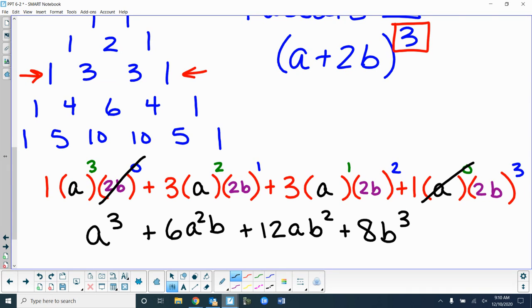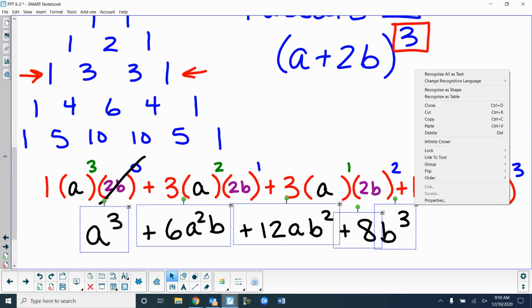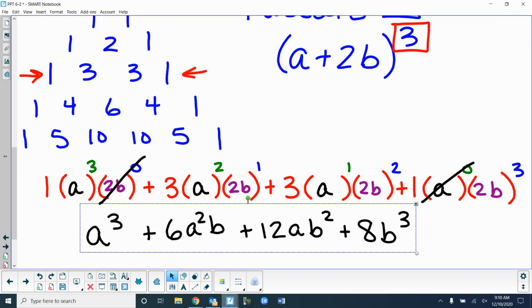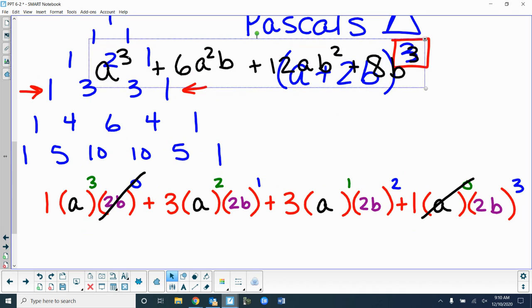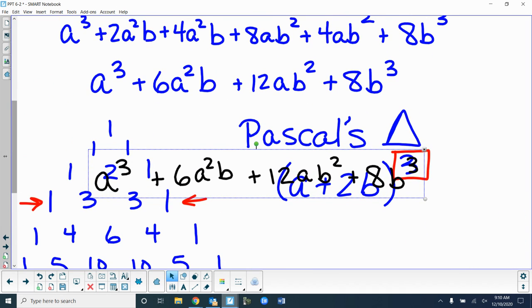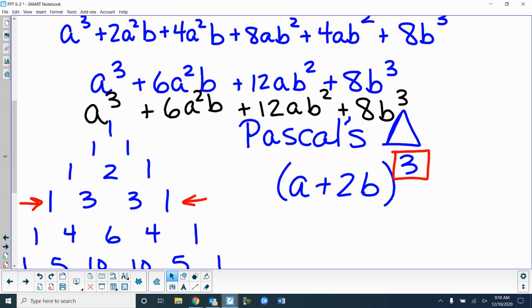Is that the answer we got when we did it the other way? Guys, look at your paper. Those of you that wrote it down. Let's see. I want to go the other way. I'll move this up. Those match? They did, didn't they? Okay.